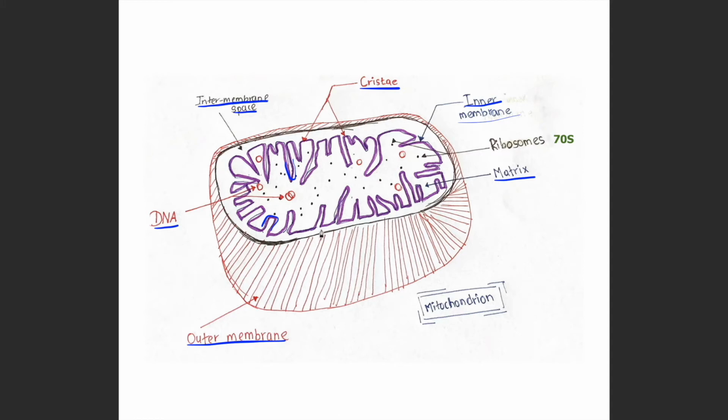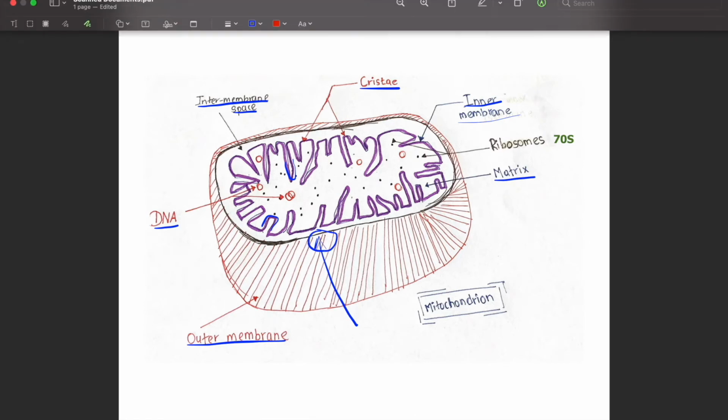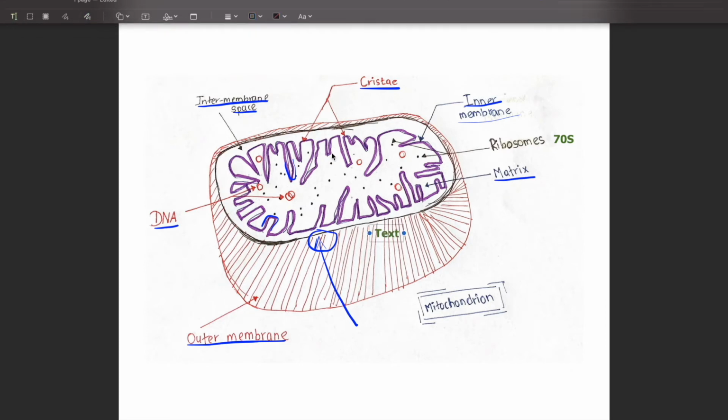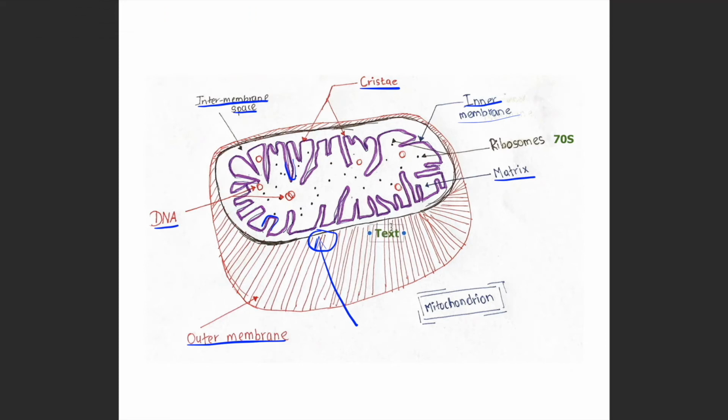There is a transport protein in the outer membrane called porin. Porin is a wide aqueous channel which allows water-soluble molecules to go into the intermembranous space. Let me just quickly write it. It's called porin.